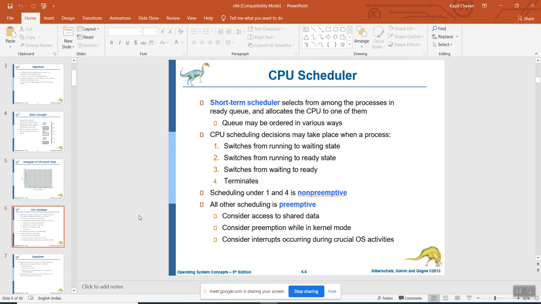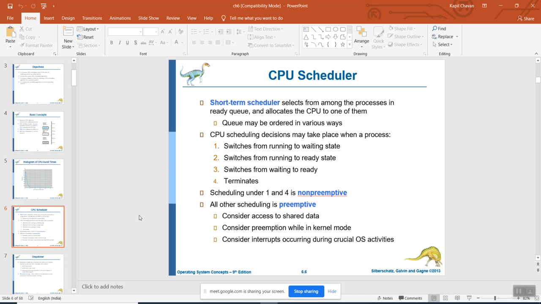Then we will go to the next point. CPU scheduling decisions may take place when a process switches from running to waiting state, switches from running to ready state, switches from waiting to ready, and when it terminates.